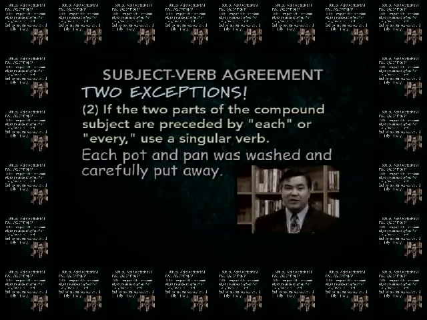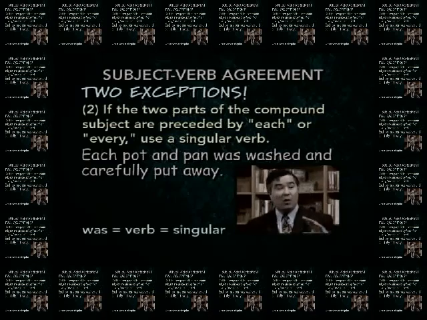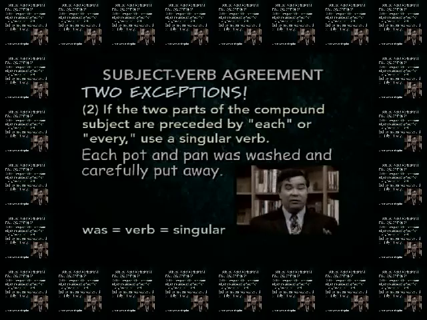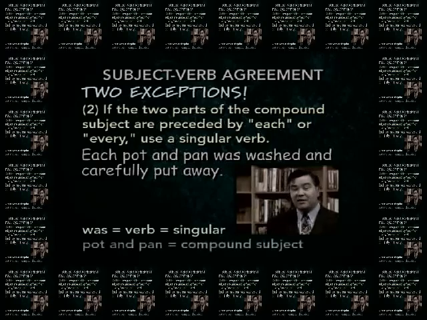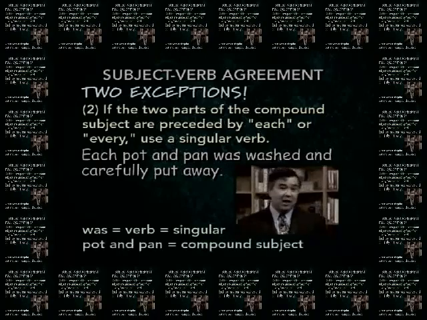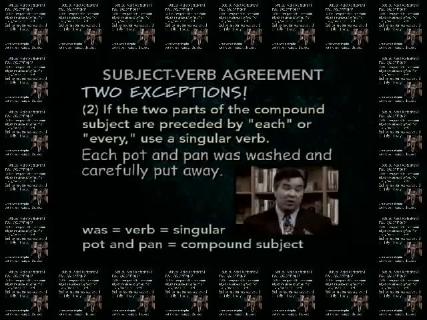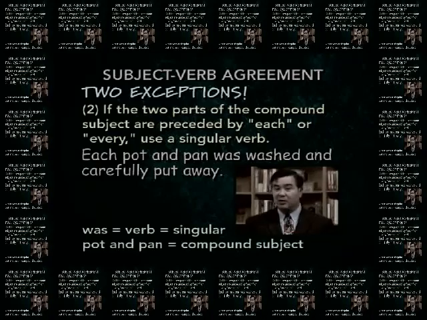Notice that in this sentence we've got the singular verb was washed and was put away, rather than the plural verb were. Why is that? Well, here we do have a compound subject, pot and pan, joined by the conjunction and, which would normally lead us to expect a plural verb.